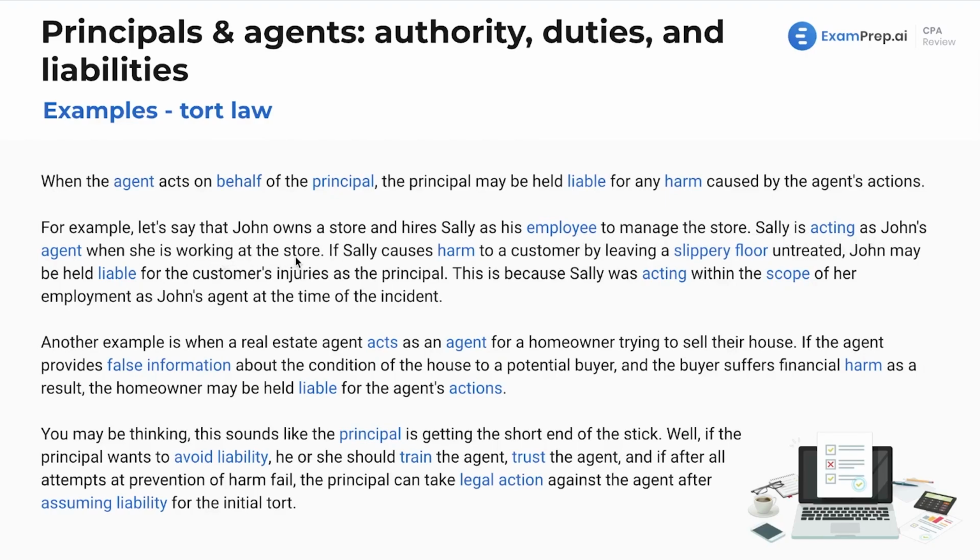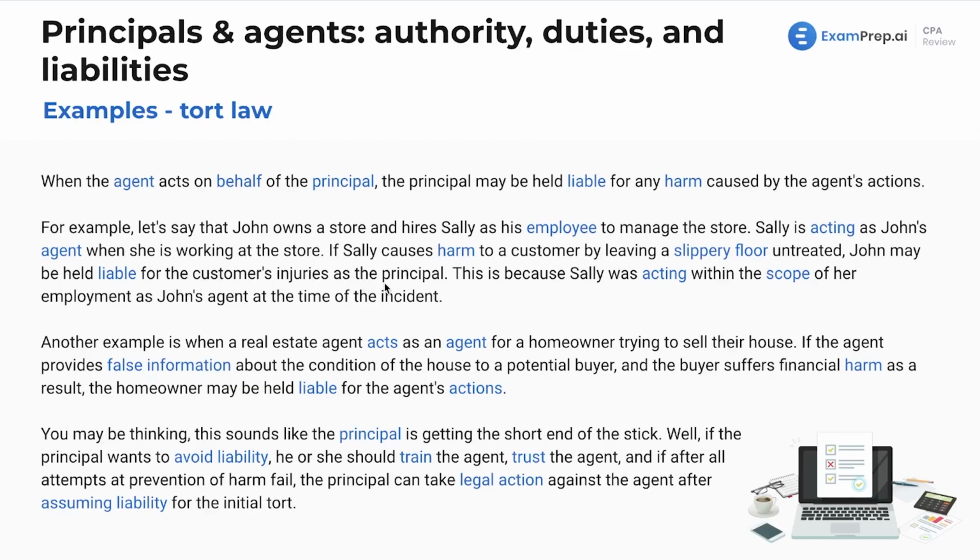Now, if she goes after hours and gets drunk and smashes in people's windows, obviously John did not hire her to do that. She's not doing that on company time. If Sally causes harm to a customer by leaving a slippery floor untreated, the age-old example of the slippery floor, John may be held liable for the customer's injuries as the principal.